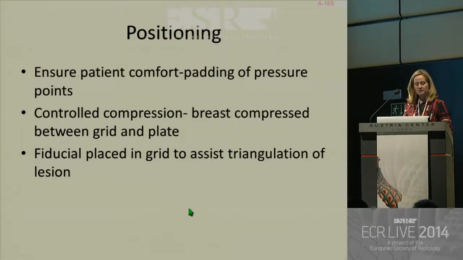You ensure patient comfort by having padding at pressure points, and then you put the breast in controlled compression, where the breast is compressed between the grid and the plate. There needs to be enough compression, again, to prevent any motion and to allow the needle to traverse the breast, but too much compression will affect the inflow of contrast into the breast. And then a fiducial is placed within the grid to assist triangulation of the lesion.